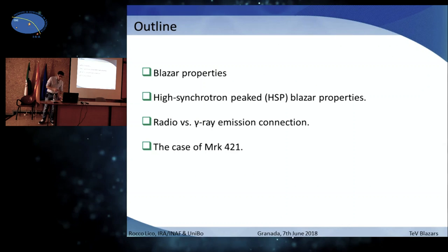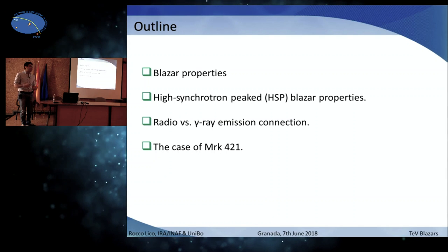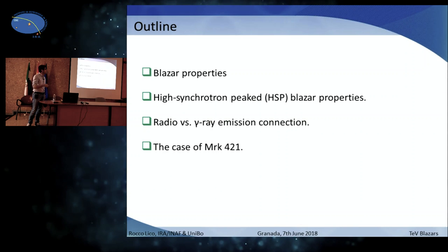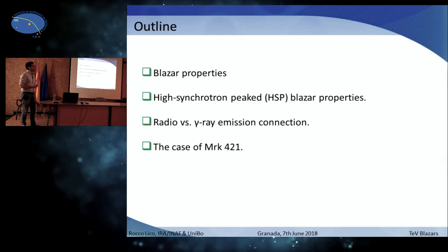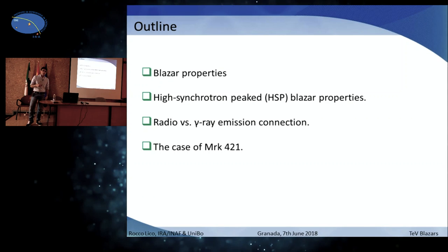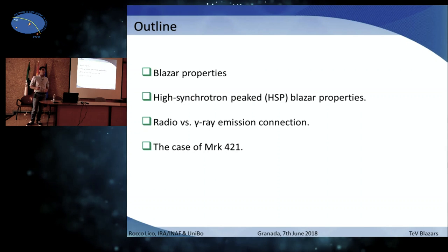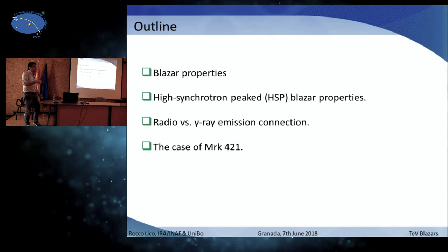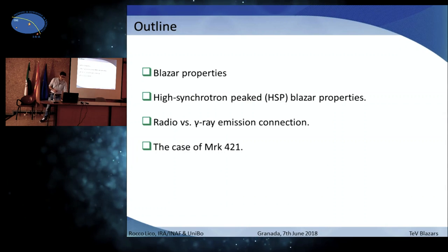And I will introduce, very briefly, AGNs and blazars. Then I will introduce this very peculiar class of objects, which are the high synchrotron peaked blazars. And then I will mainly talk about recent work that we did looking for a possible connection between radio and gamma ray emission in these objects. Of course, I'm going to also explain why we're looking exactly in those two emitting bands. Then if we have time, I will talk about this special case of Markarian 421, which is one of the most representative sources of this subclass, but only if we have time.